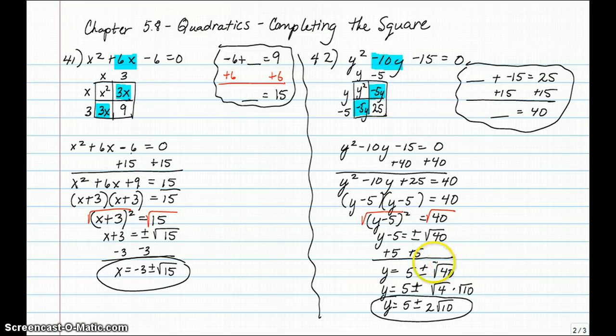Now, be careful because the square root of 40 is not simplified completely. There's the perfect square 4 that divides into it. So square root of 4 times square root of 10 gives you the square root of 40. Square root of 4 is 2. So you have y equals 5 plus or minus 2 times the square root of 10, which is your final answer. And when you're solving the quadratic using completing the square.